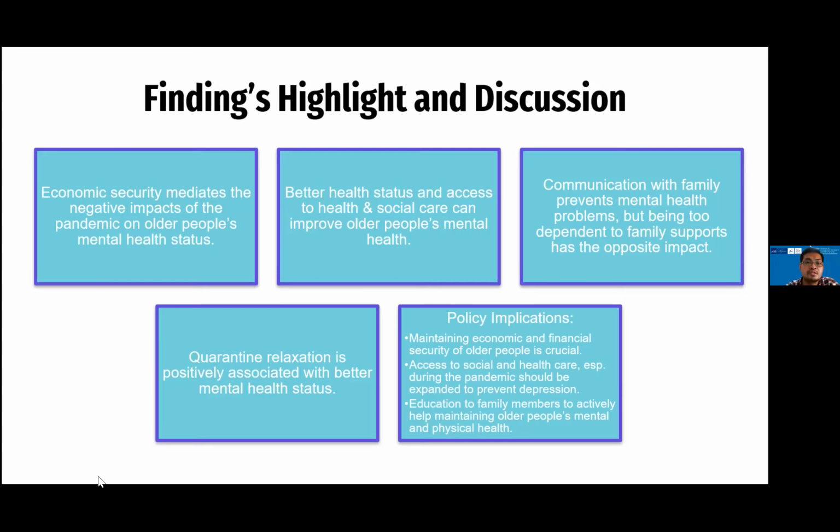The second thing that we see is that better health status and access to health and social care can improve older people's mental health. This is especially important during the COVID-19 pandemic, because many older people postponed accessing healthcare, but some of them received social care. Of course, not every older person faces the same situation. Some older people could only postpone their regular visits to healthcare facilities and probably didn't receive anything as social care from the community. This situation would probably bring some types of mental health problems, especially due to self-isolation.